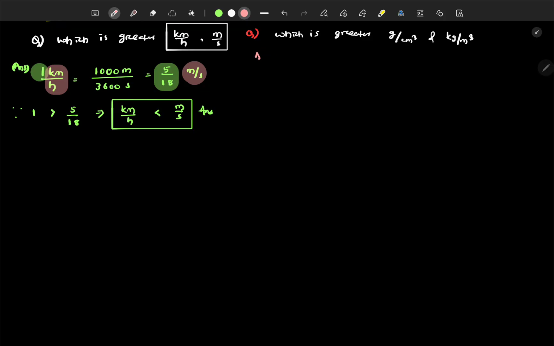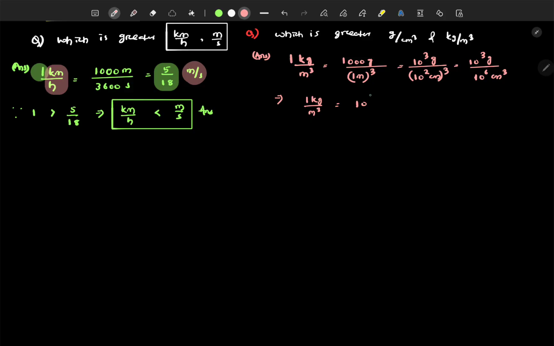So how to solve this? As per the first question, we can convert 1 kg per meter cube. 1 kg means 1000 gram, divided by 1 meter cube, which means 1 meter whole cube. 1000 gram is 10 to the power 3 gram, divided by 1 meter, which is 10 to the power 2 centimeter, and its whole cube. It will be 10 to the power 3 gram divided by 10 to the power 6 centimeter cube. After solving we get 1 kg per meter cube is equal to 10 to the power 3 minus 6, that is minus 3, gram per centimeter cube.